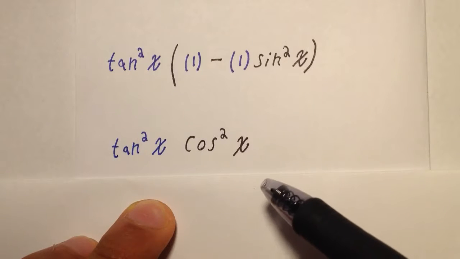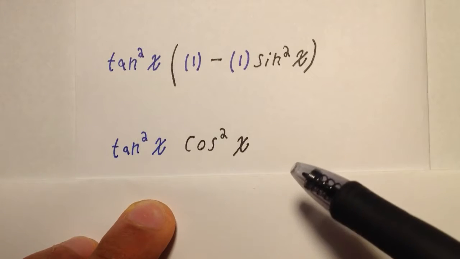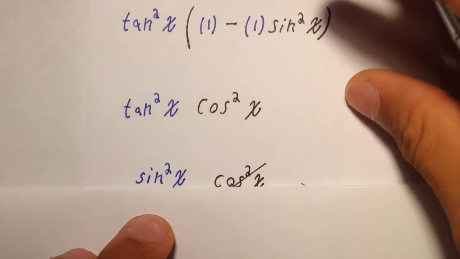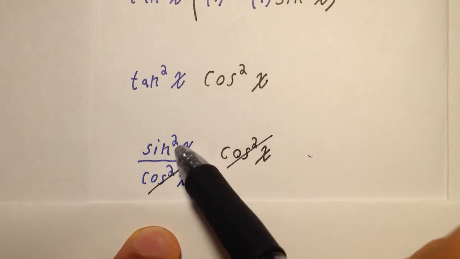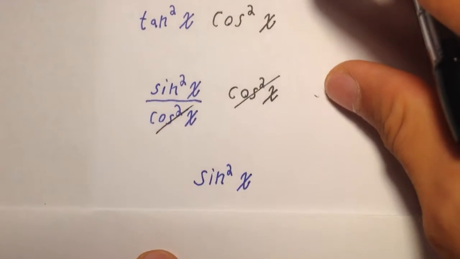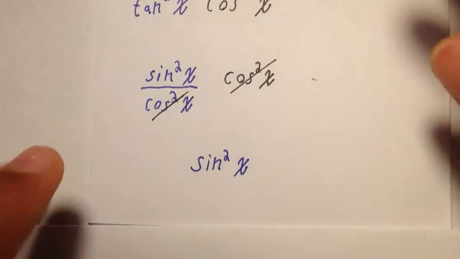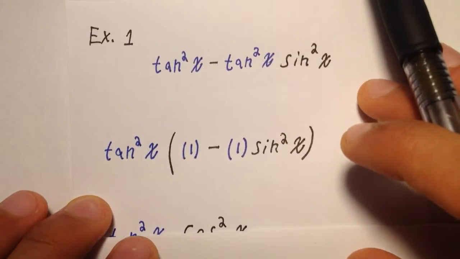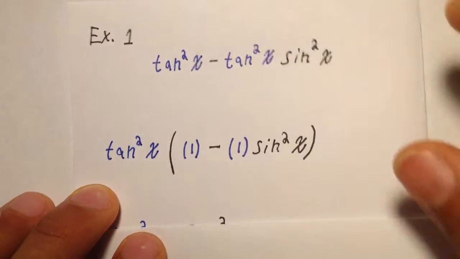And finally, I'm going to rewrite my terms in terms of cosine and sine. So I'm going to rewrite the tangent as sine over cosine, squared. The cosines cancel out. I'm finally left with sine squared. So fairly easy. In that example, we find what's in common and we take it out.